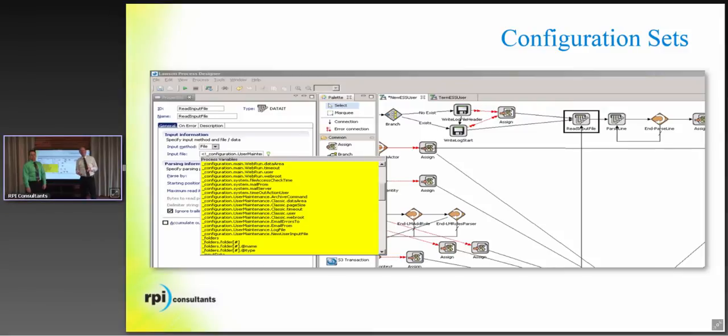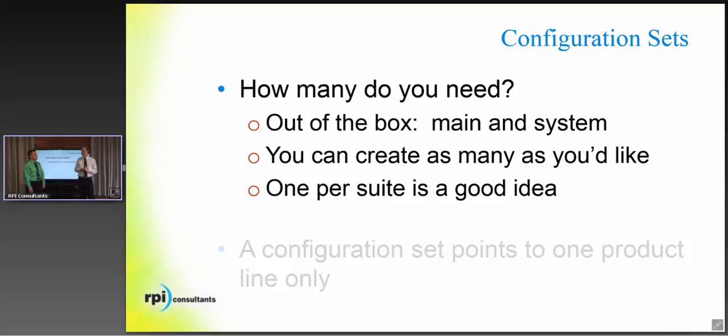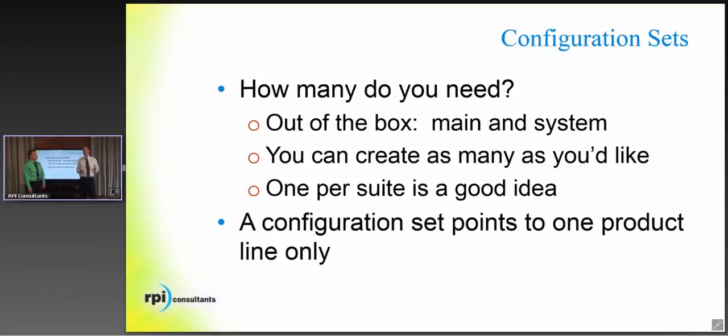How many configuration sets do you need? Out of the box, each product line is going to come with a main and a system. You can go ahead and use those for whatever you want. If you've got a larger IPA environment, a lot of flows, maybe used by several different functional areas, it could be a good idea to create more configuration sets, maybe one per suite.